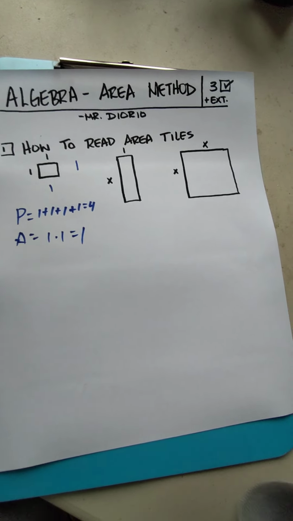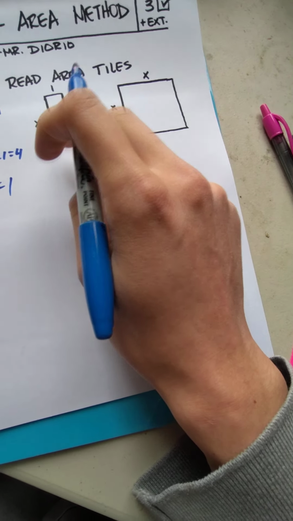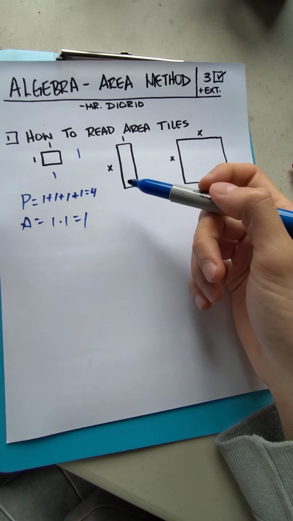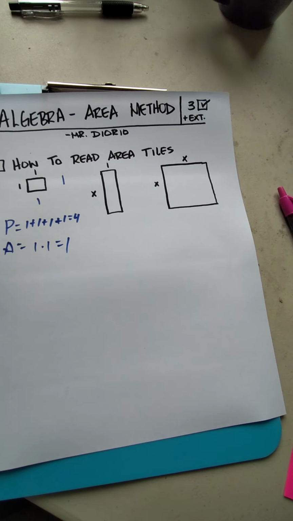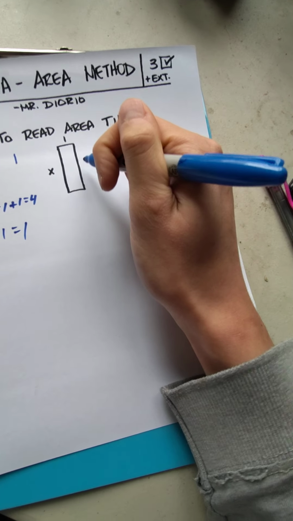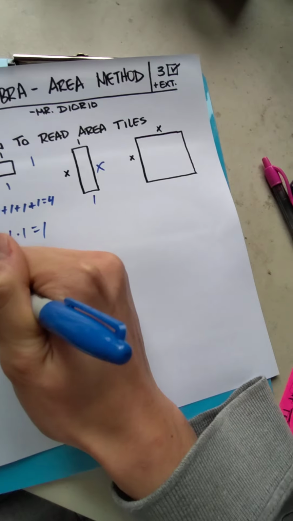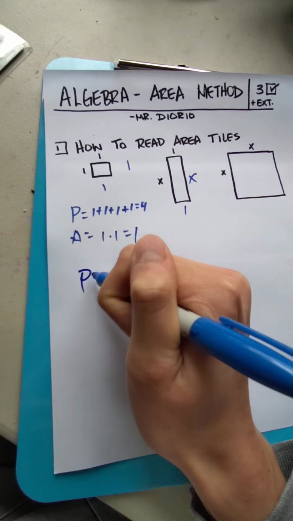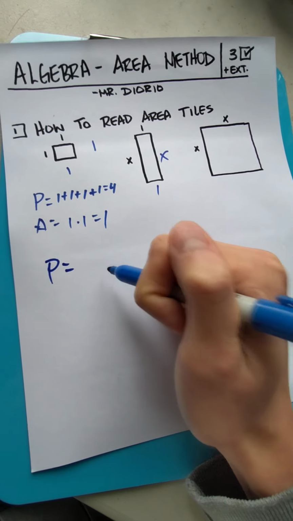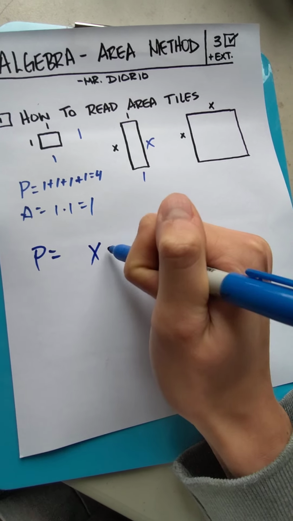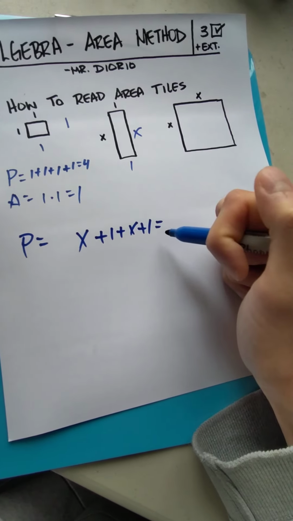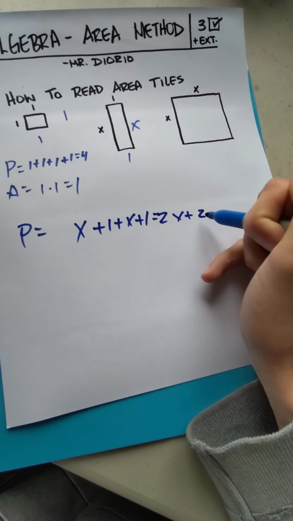Okay, now for the second, how do you read this one? It's basically a tile, but this is a rectangle. So we know that this side is going to be x and this is going to be 1. The perimeter equals, add up all the sides, x plus 1 plus x plus 1 equals 2x plus 2.